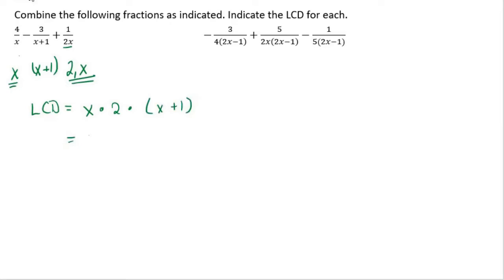Let's tidy this up a little bit. Usually we write numbers, then variables, and then anything in brackets. So the LCD, to be clear about stating this, is 2x and x plus 1. No more, no less.